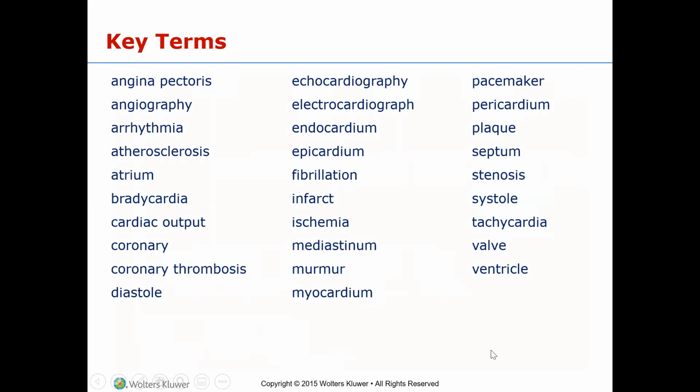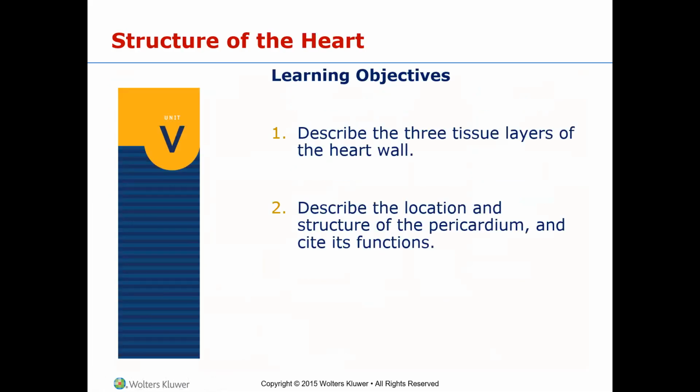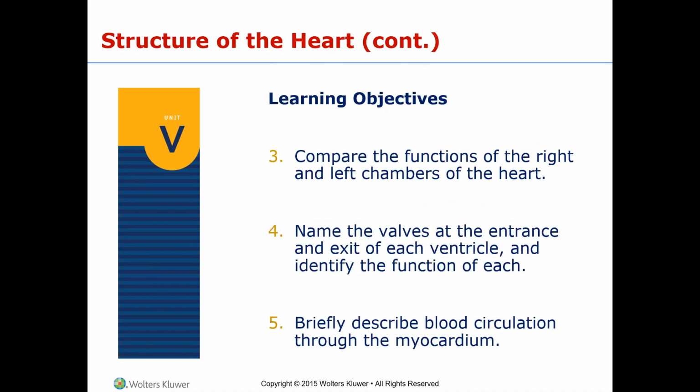So some of the key terms. So in terms of the structure of the heart, we have some objectives. First of all, to describe the 3 layers of tissue in the heart wall, and to describe the location and structure of those 3 layers. And so let's look at that.